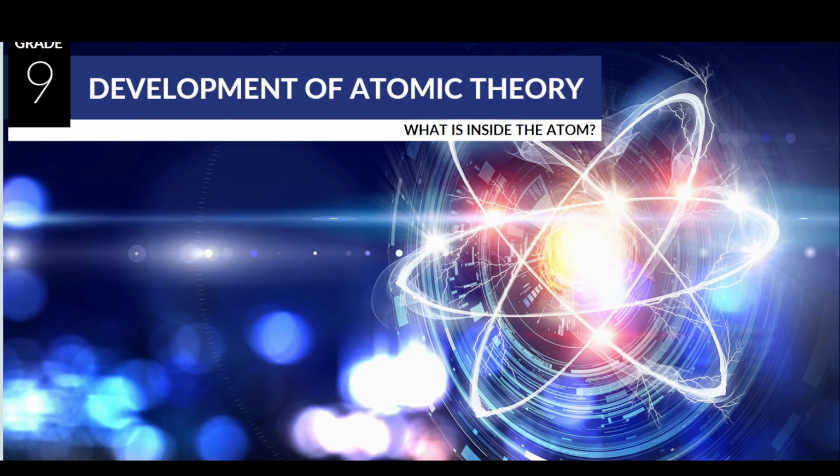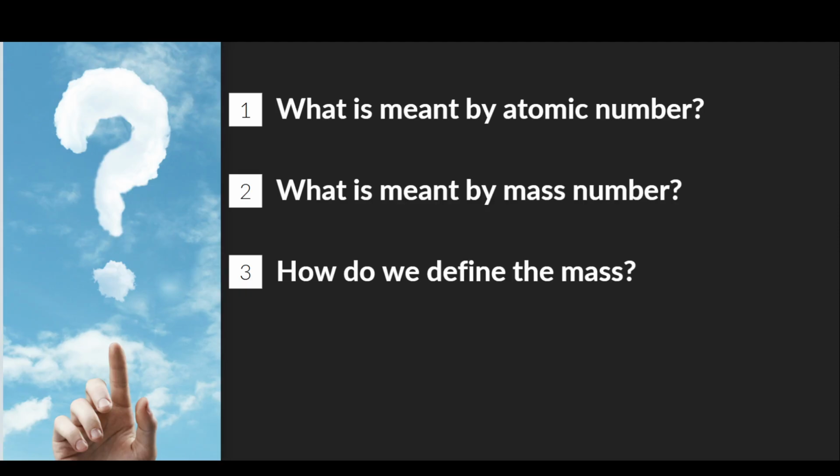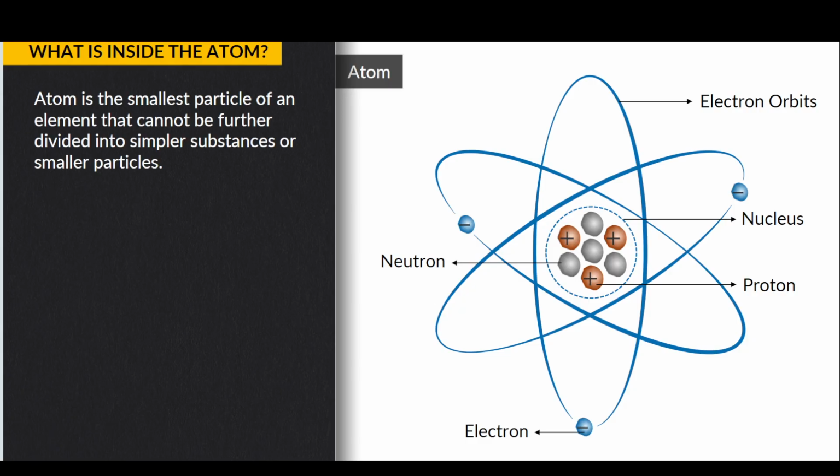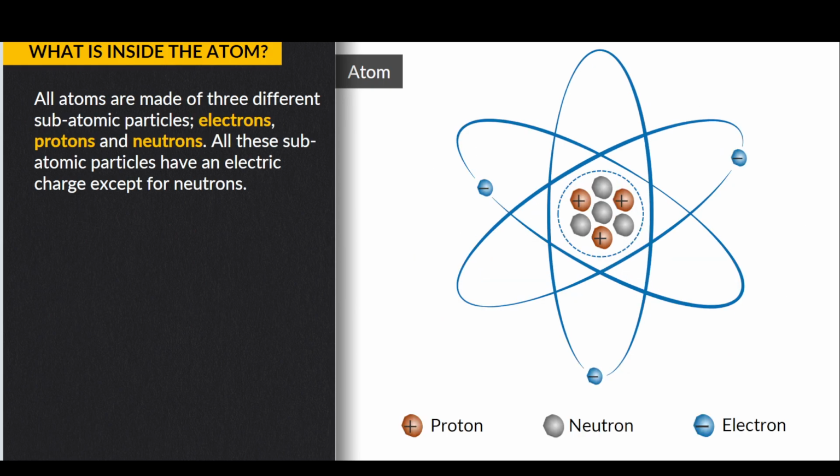What is inside the atom. We'll also talk about atomic number, mass number, and how we define mass. So this is an atom. An atom is the smallest particle. It cannot be further divided into simpler substances. And it is made up of three subatomic particles: proton, neutron, and electron.